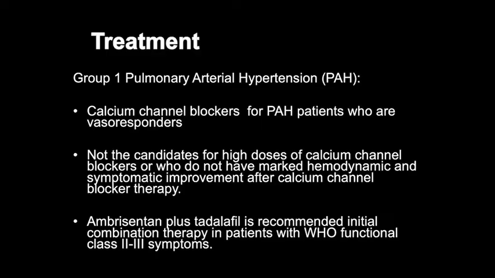So let's talk about the pulmonary hypertension group 1 treatment. We will go over all the pulmonary hypertension treatment, but let's focus on PAH first. So in PAH group 1, we use calcium channel blockers for those patients who are vasoresponders, either alone or in combination with the PAH specific therapies.